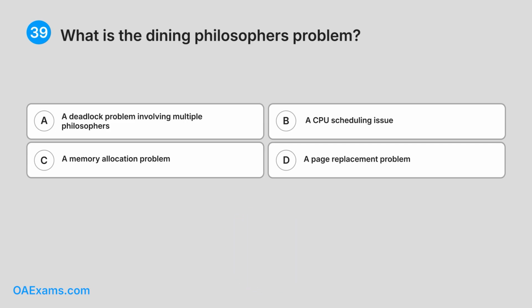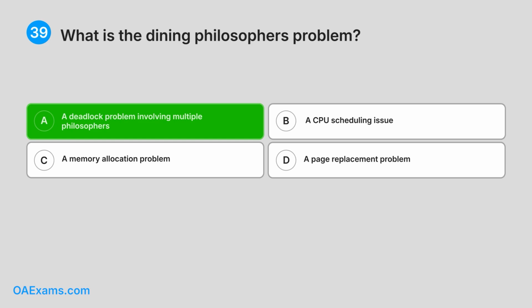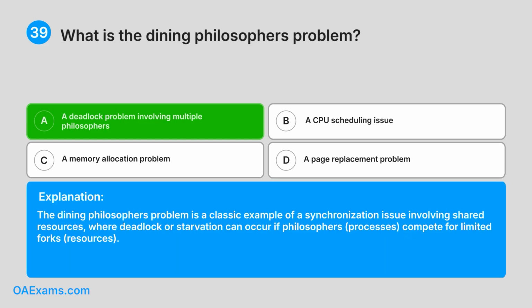Correct answer. A. A deadlock problem involving multiple philosophers. Explanation. The dining philosophers problem is a classic example of a synchronization issue involving shared resources, where deadlock or starvation can occur if philosophers, or processes, compete for limited forks, or resources.